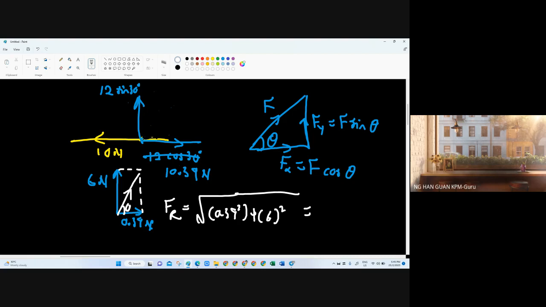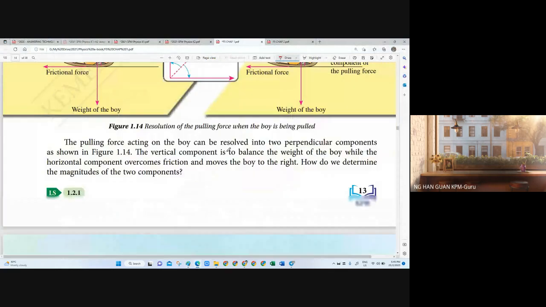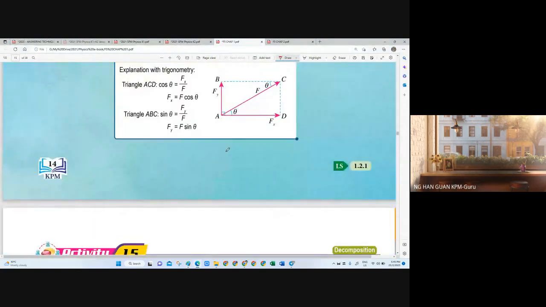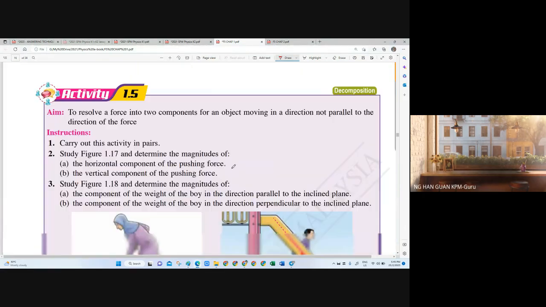And the theta, so theta will be the tangent. Theta is equal to 6 over 0.39. So from here, you can find the theta by calculation. So this is the resolution of forces method, basically used for calculation. All right, so this is what I mentioned just now. Hopefully you understand these methods.